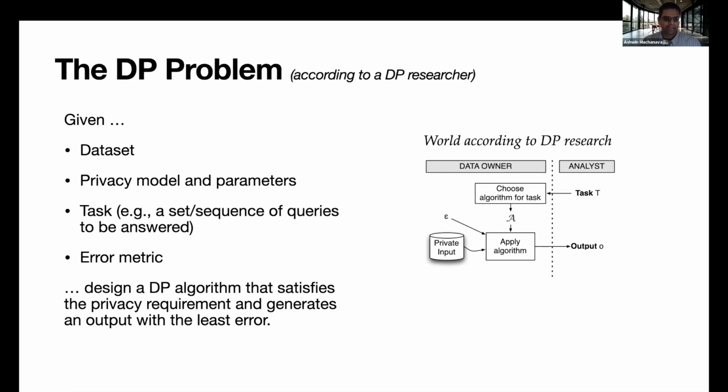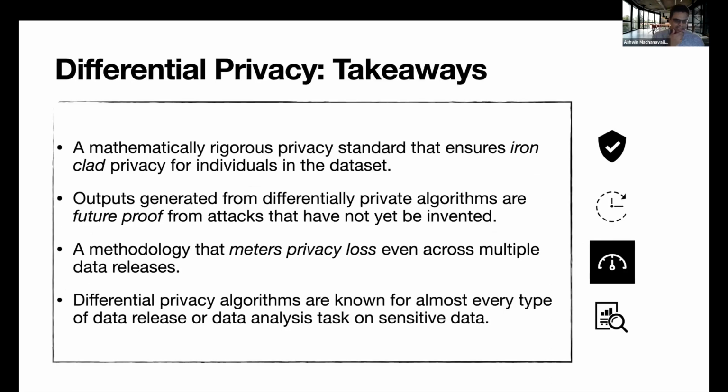Okay, so let me recap differential privacy. I think we all know this, but it's good to take away that it's a rigorous privacy standard, not an algorithm. And outputs generated with differential privacy are future-proof against attacks that haven't been invented. It's nice because it meters privacy loss across different releases. And differential privacy algorithms are known for almost every type of data release.